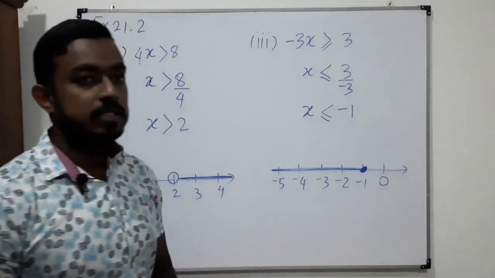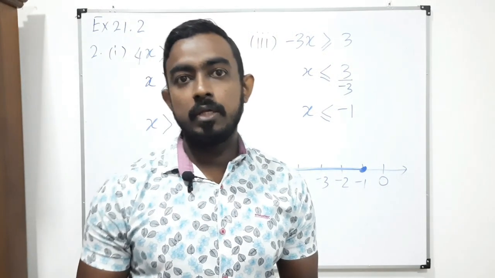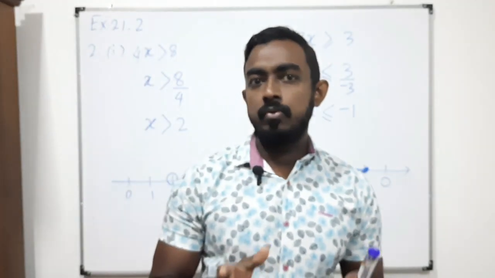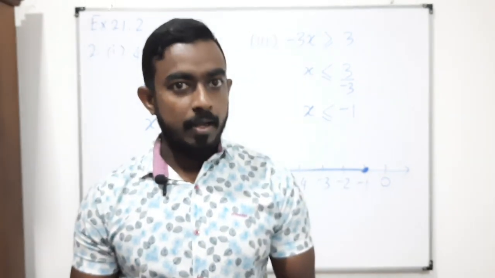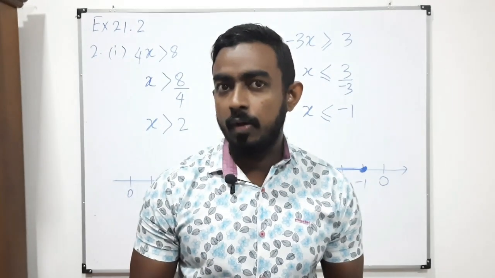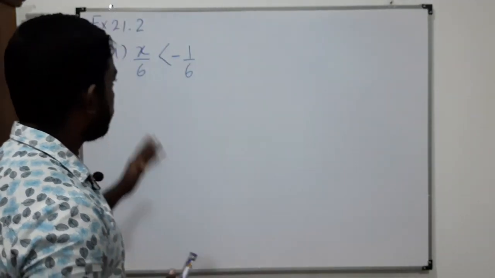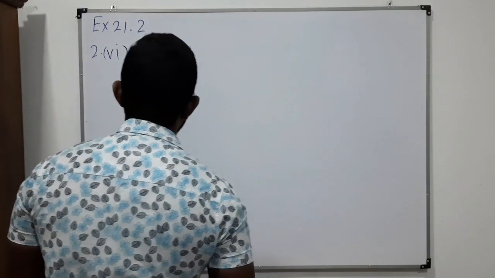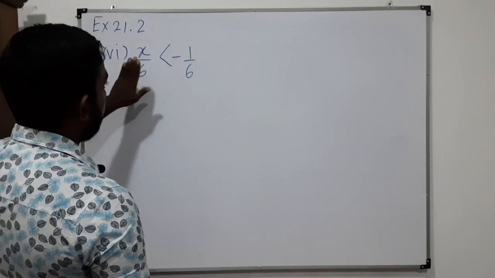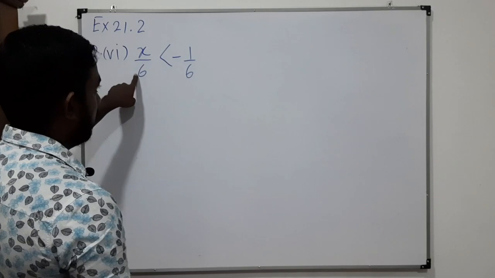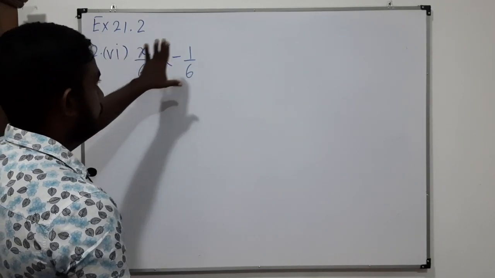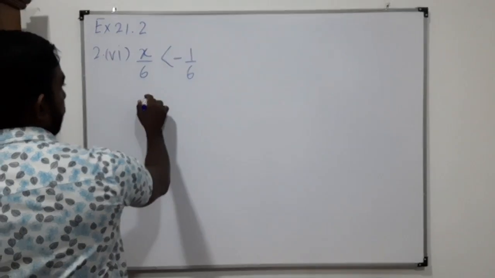So as you can see, it is easy. The only thing you have to remember is when you divide or multiply an inequality by a negative value, the inequality mark changes. Okay, let us consider Roman number 6 in the same question. So here we have to close number 6, but it is a positive value. When it moves to the other side, it will be a multiplication.